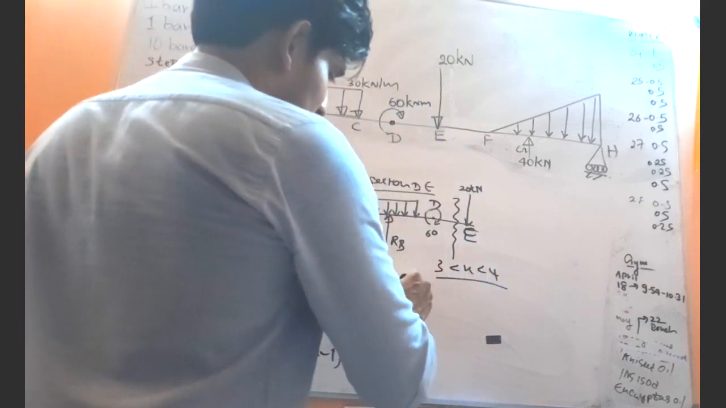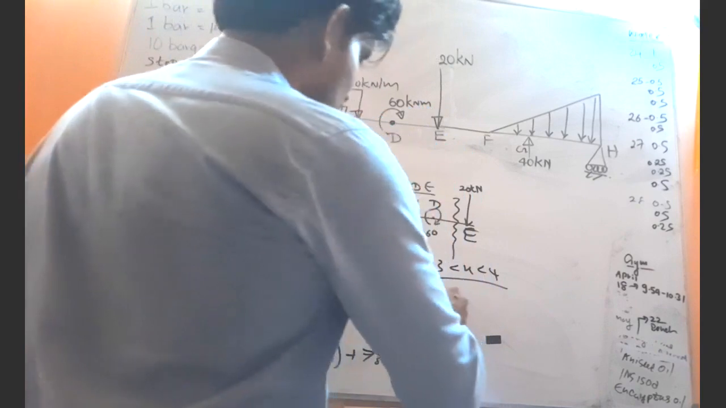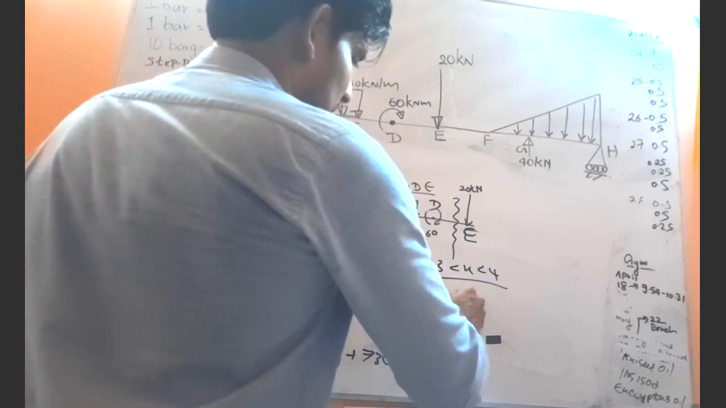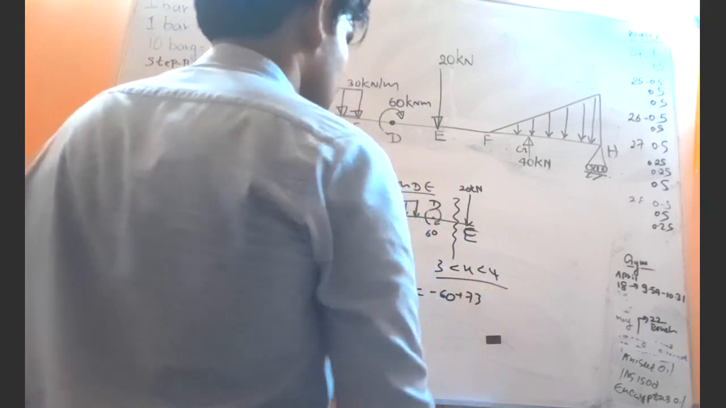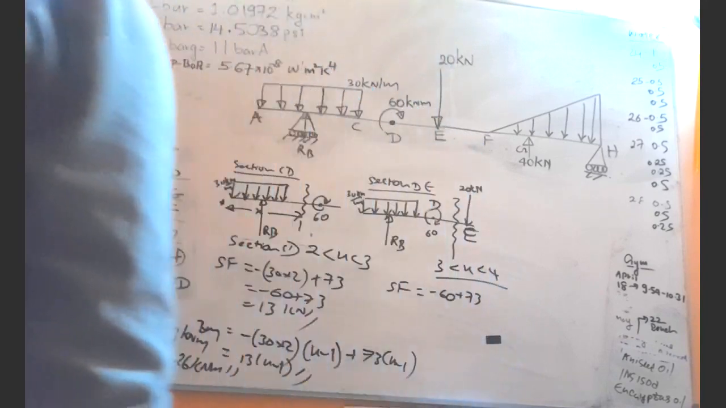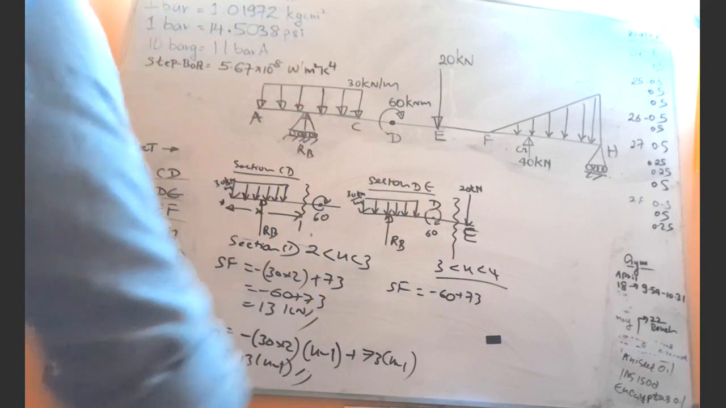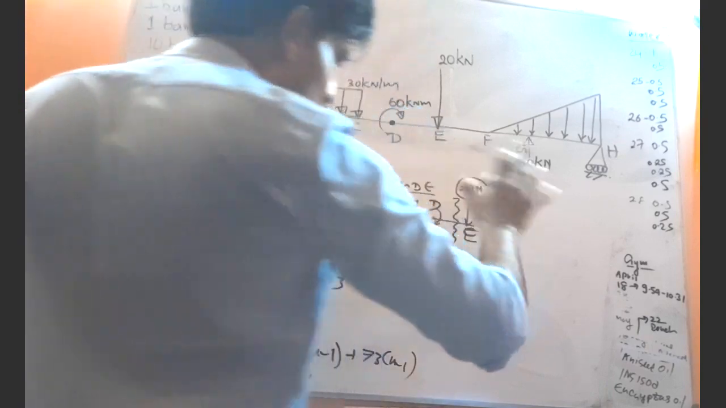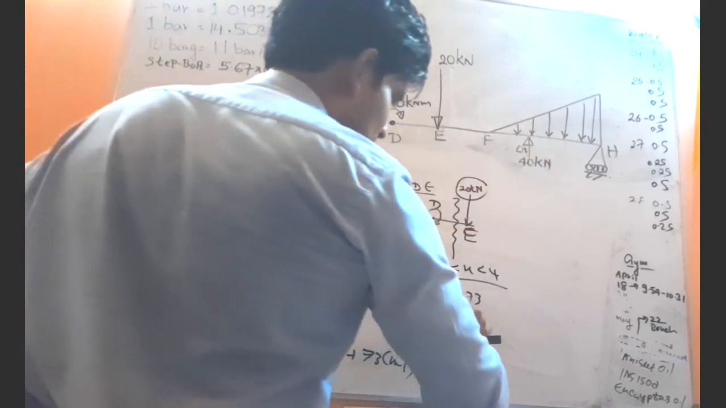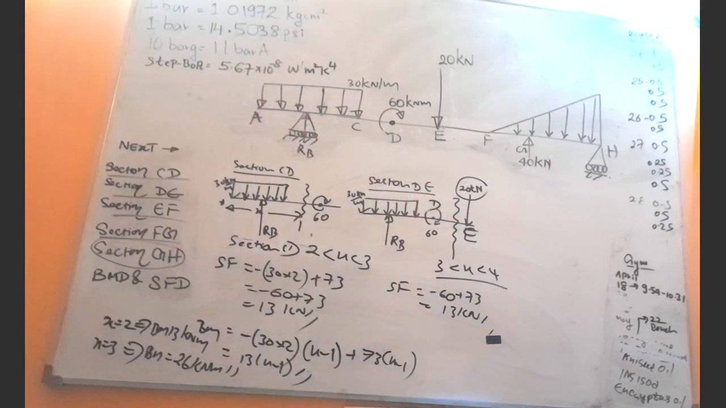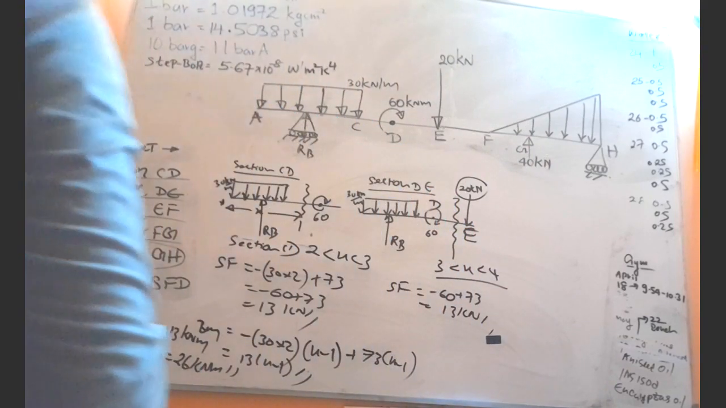So now what are the forces that will apply? Shear force. Now you know how to apply, right? So minus 60 plus 73. Is that all? Yeah, because this 20 kilonewton is not yet applied, right? So then shear force is 13 kilonewton, right? Let's apply for bending moment.